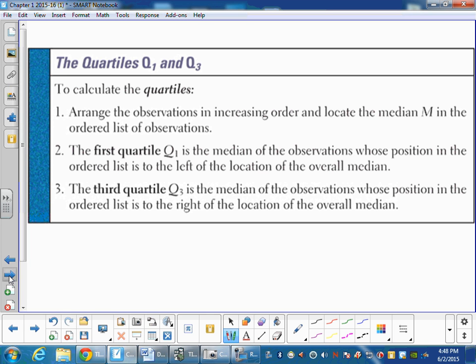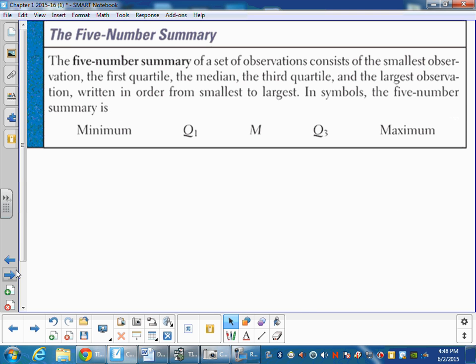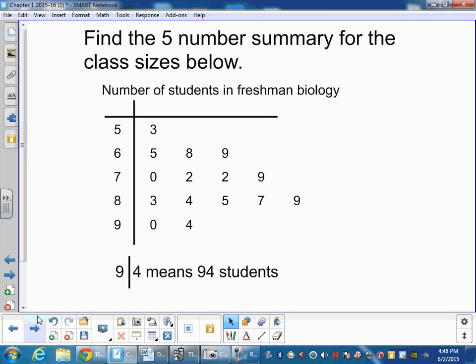All right, now quartile 1 and quartile 3, we've already talked about that with our box plots, but that's like the median of the first half of numbers. So you arrange them, you find your median, and then from that you find your first quartile in the first chunk and your third quartile in the second chunk. And then from that we do our 5-number summary, which we've already talked about and you should have done extensively last year.